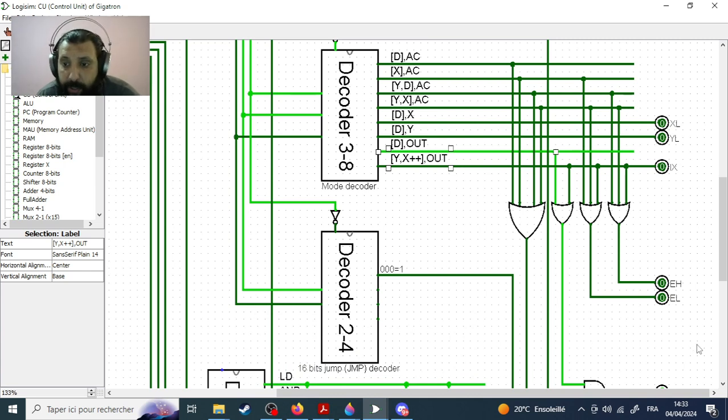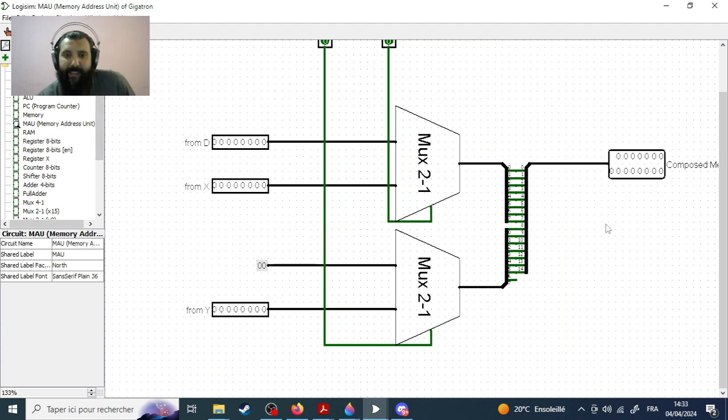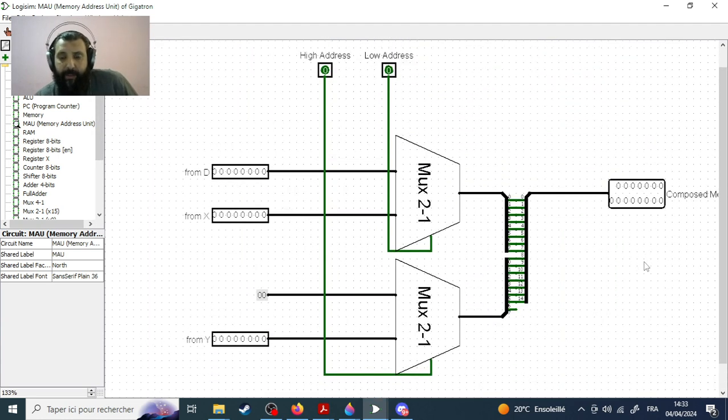I want the value of EH and EL to get X. You have two bits. I don't want the input here. I want the output, the value of the output, to get X on the memory. We did that the last session. How we did that, we explained the inside of the MIU. The MAU.